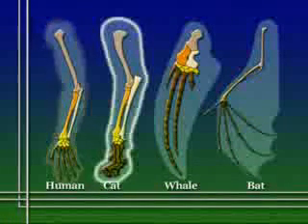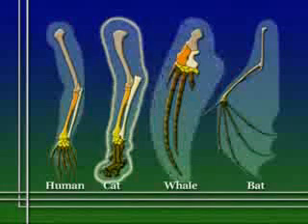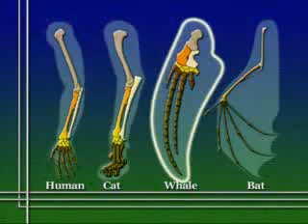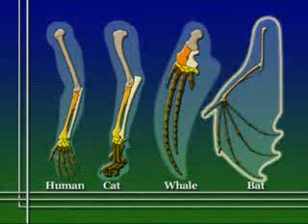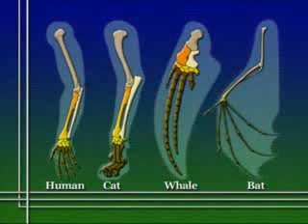The cat forelimb is suited for walking. A whale's forelimb is suited for swimming. And a bat's forelimb for flying. But in spite of these differences in shape and function, if you dissect these forelimbs, you can see that they include similar arrangements of bones, tendons, muscles, and so forth.